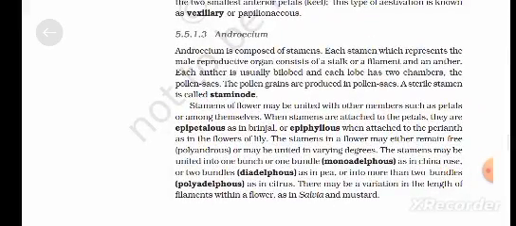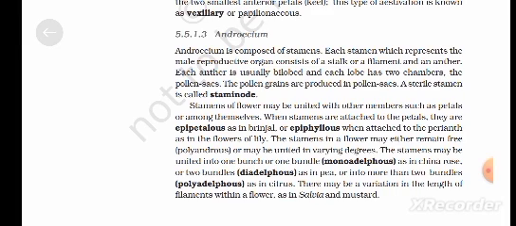Androecium. Androecium is composed of stamens. Each stamen, which represents the male reproductive organ, consists of a stalk or filament and an anther. Each anther is usually bilobed, and each lobe has two chambers, the pollen sacs. The pollen grains are produced in the pollen sacs. A sterile stamen is called a staminode.